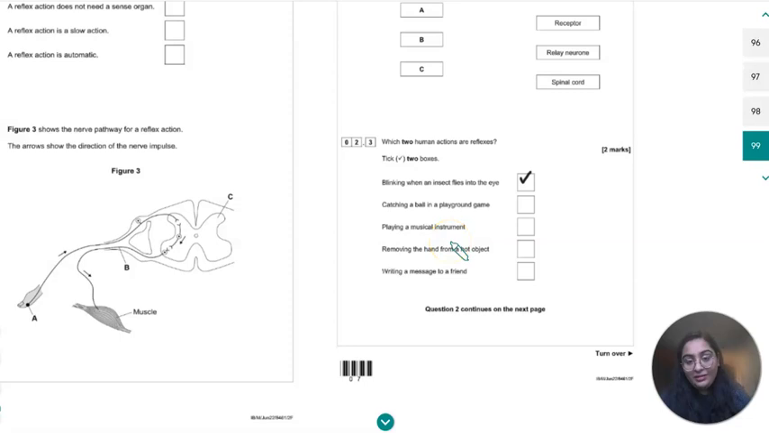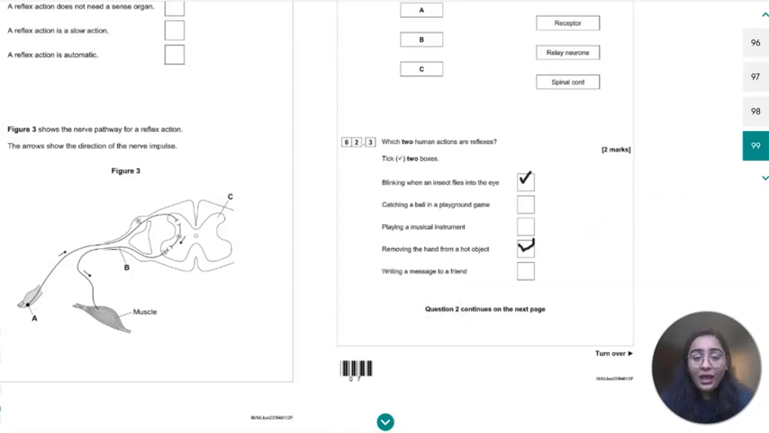Playing a musical instrument. Now, we could argue that this for some people does come very easily, but in a much more general perspective, it's not a reflex reaction. Removing the hand from a hot object, and that's the example that I spoke about. So yes, that would be the reflex action. That hot object is posing a real danger of hurting ourselves, so we're going to say yes, that is the reflex action. And then we have writing a message to a friend. Again, you do need to use your brain, you do need to use neural power to do that.